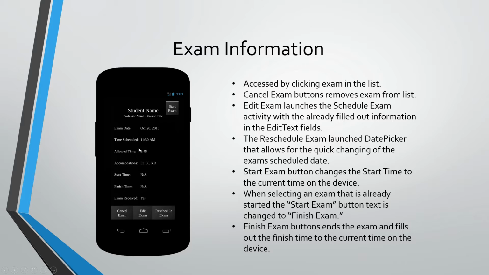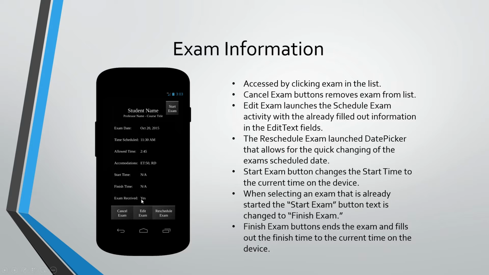So if the class is originally an hour and 50 minutes long and the student gets 50% extra time, then they get 2 hours and 45 minutes to take that exam. So that's the time that gets put on here, not the time that the class gets, the time with accommodations. And then here are just the accommodations, the abbreviations for extended time, 50%, reduced distraction. The start time and finish time are not applicable because the exam has not been started yet.